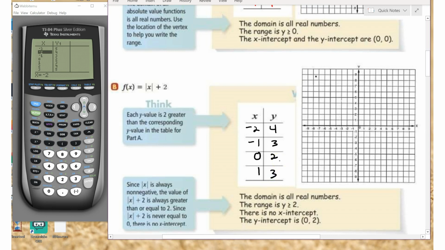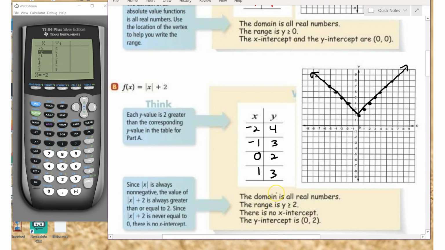So what are the ordered pairs that we have? -2, 4. -1, 3. 0, 2. 1, 3. 2, 4. And then you notice the pattern here, and this is called an absolute value graph. And that's all you're doing on today's assignment. You've got to graph the ordered pairs.